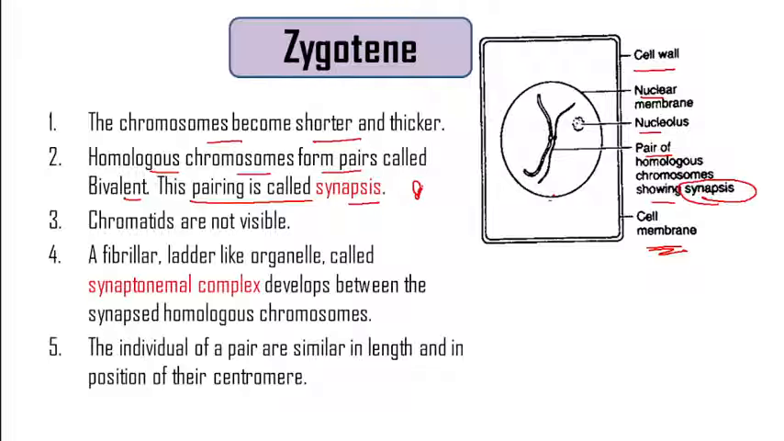The bivalents align themselves opposite to each other, so they form the bivalent and this pairing is called synapsis. Chromatids are not visible. A fibrillar ladder-like organelle called the synaptonemal complex develops between the synapsed homologous chromosomes this way. The individuals of a pair are similar in length and in position of their centromere.